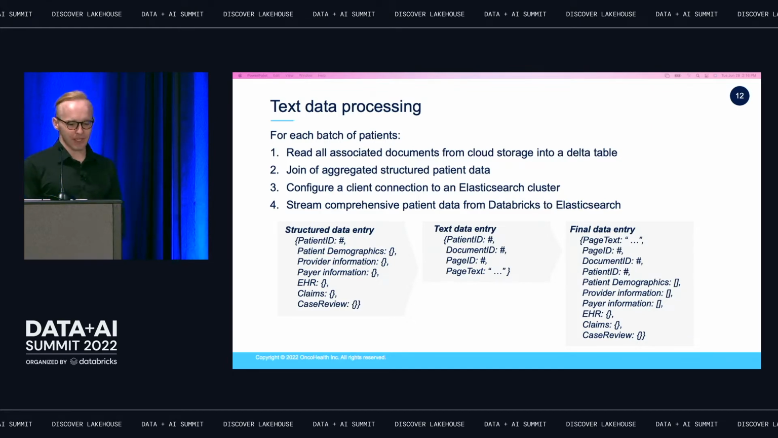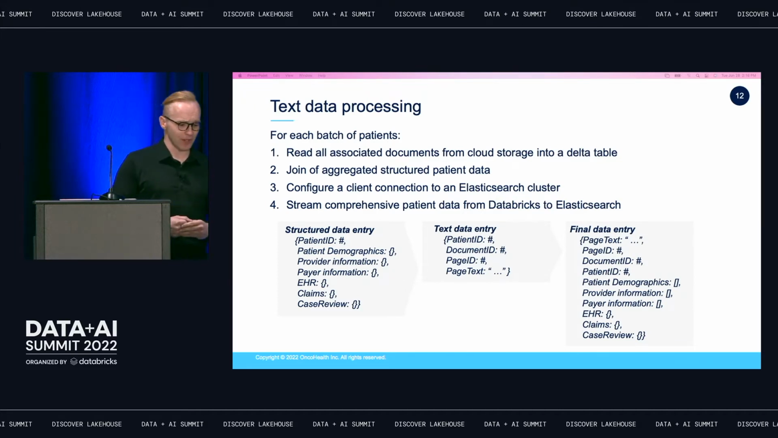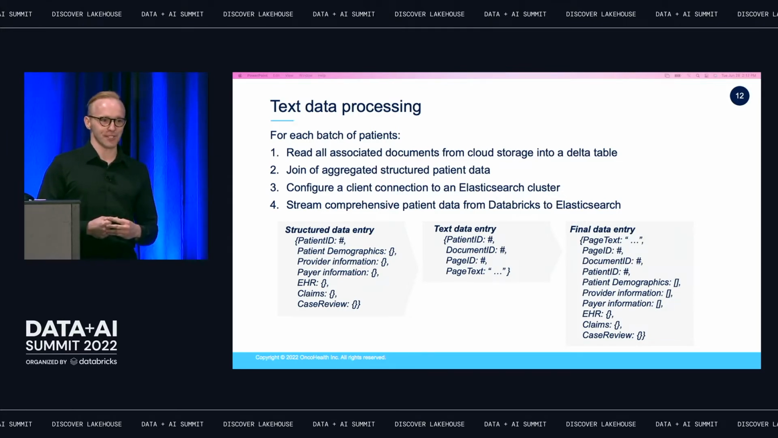And here, for each batch of patients, we once again leverage Databricks Delta tables and the Azure API built in the Databricks notebook to read all associated documents for that patient into memory and put them into the Delta table. Then we perform an aggregation, and join that to the aggregated patient data that we just went through. Once we have this complete data entry, which is shown to you here for structured data, we have the patient ID and all associated data in a nested format for that particular patient.